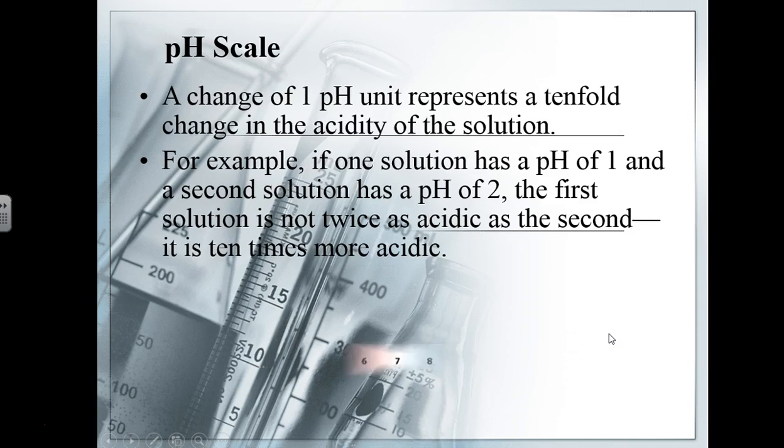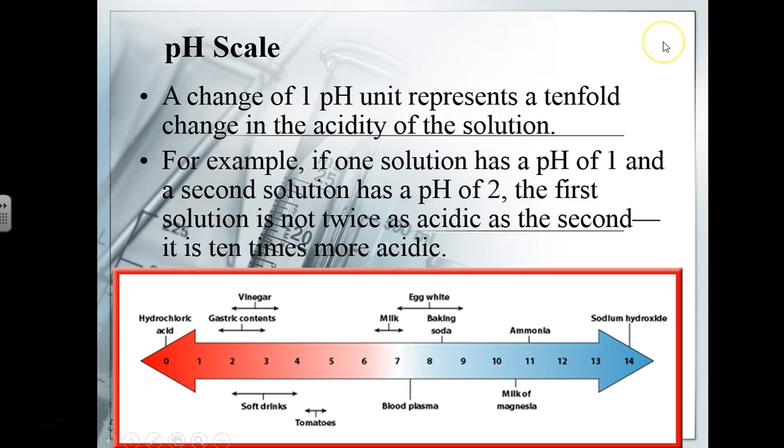So here's the interesting part. A change in one pH unit, so going from a 0 to a 1 or a 1 to a 2, represents a 10-fold change. So it's 10 times as strong. So something that is a pH of 1 is 10 times as strong as a pH of 0.